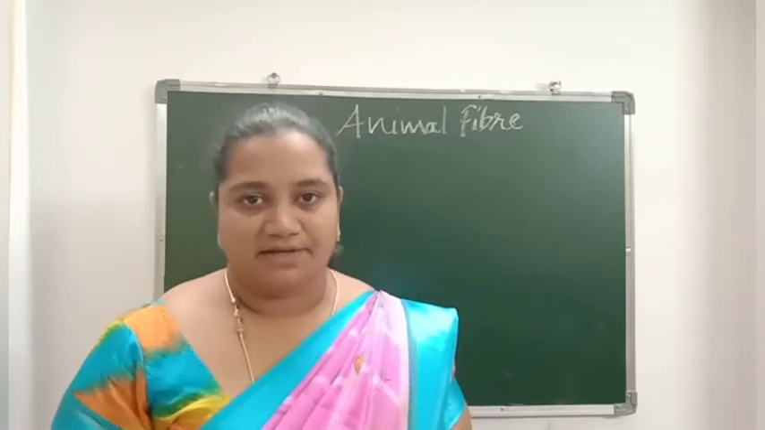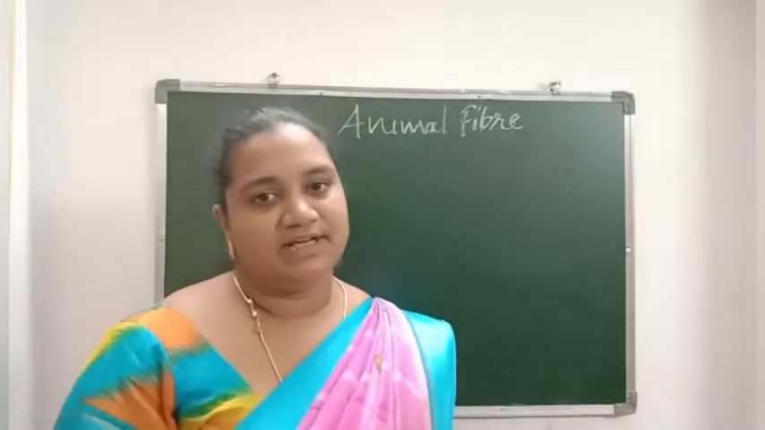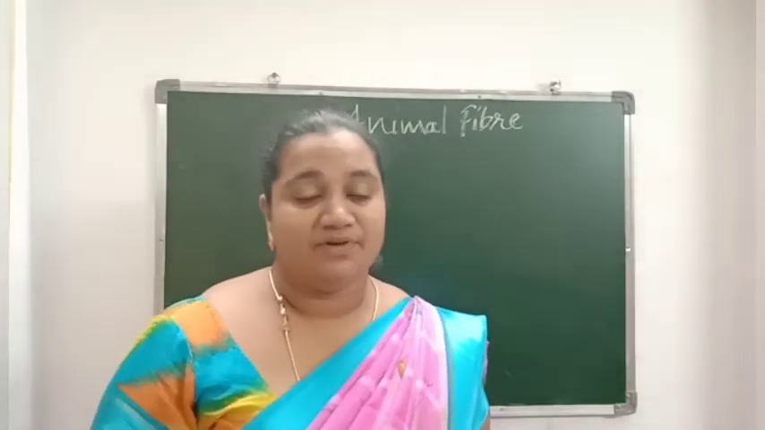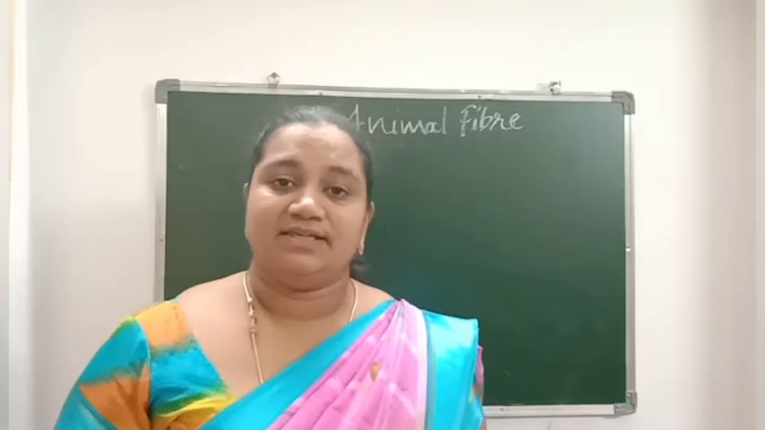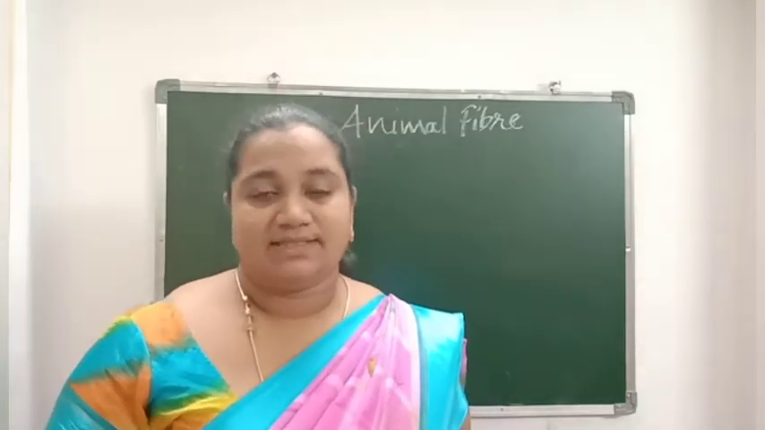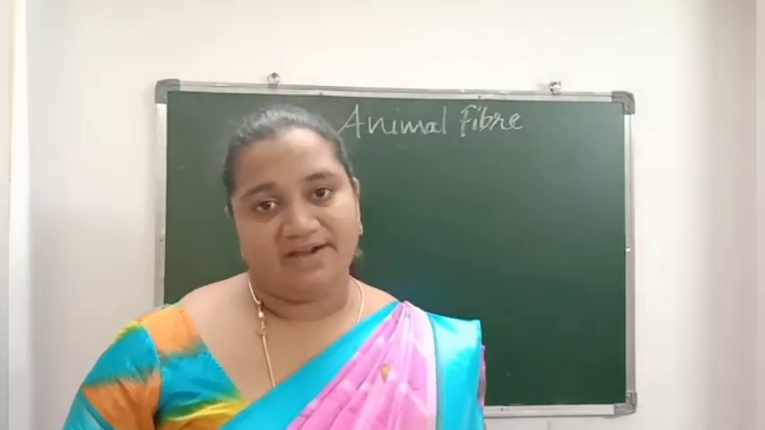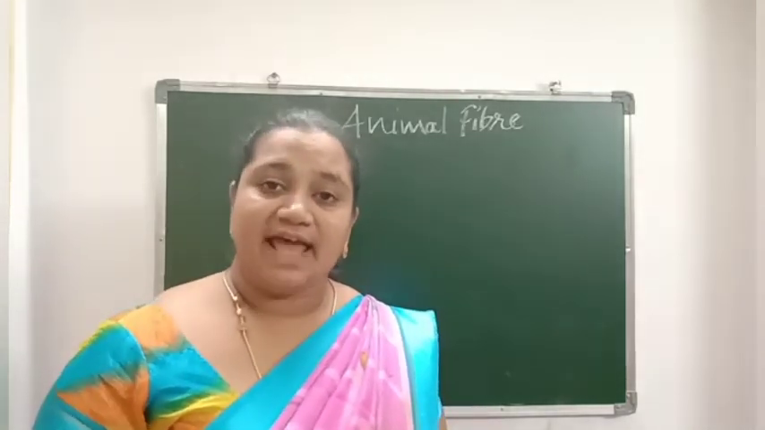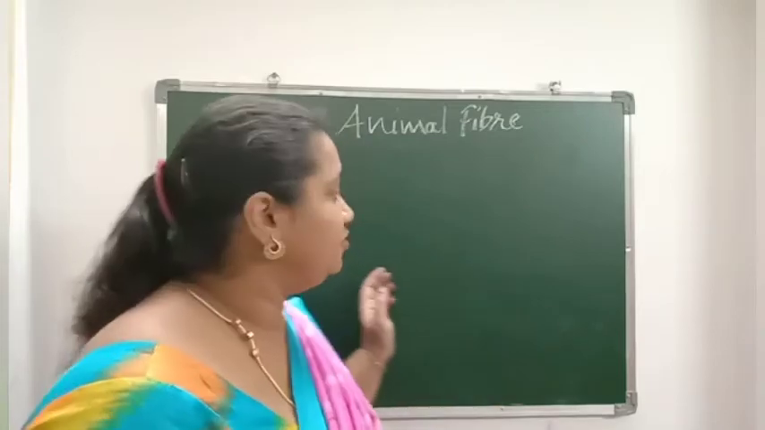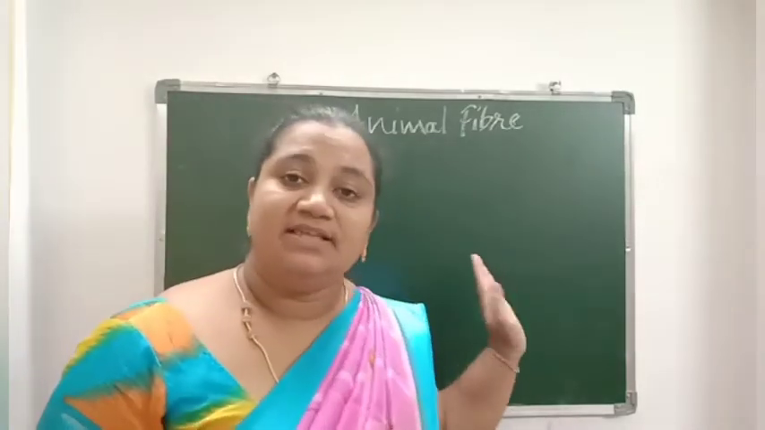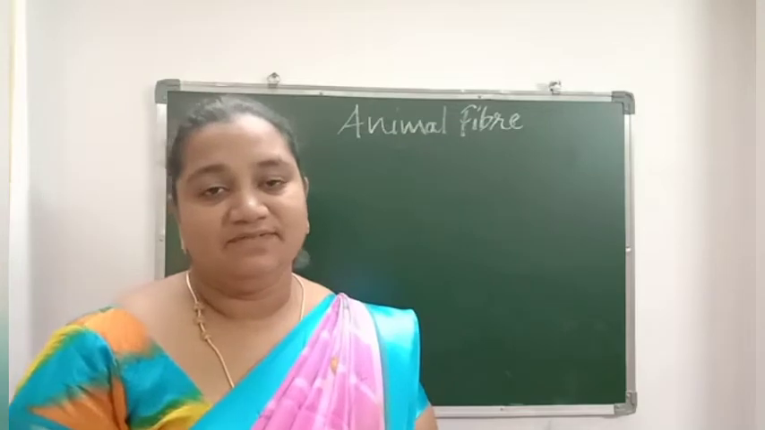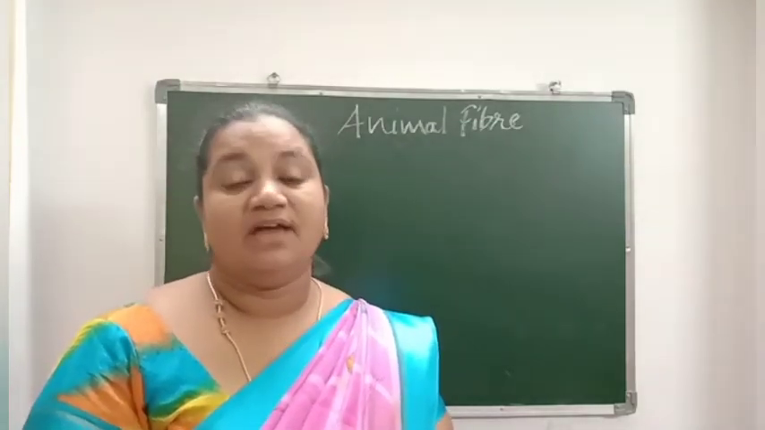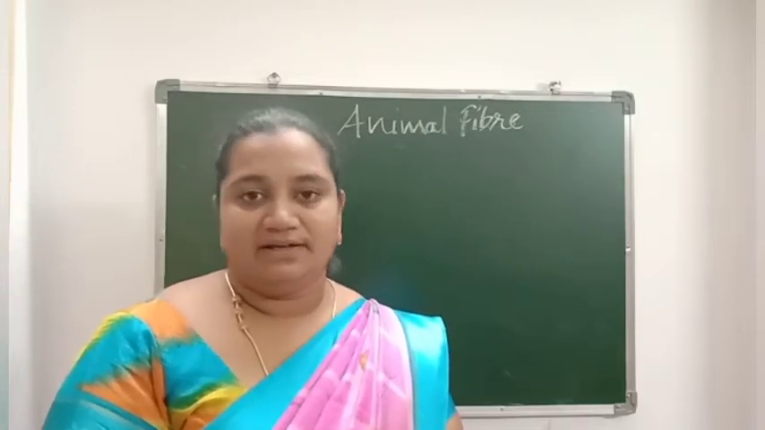Please take care. Okay, coming to our lesson, we already discussed part 1 of animal fiber. In that lesson, we discussed the silk moth, which lays 500 eggs in one go and dies off. After that, the eggs hatch and grow into small worms, and these worms feed on mulberry leaves and grow into big silkworms in 30 to 35 days.